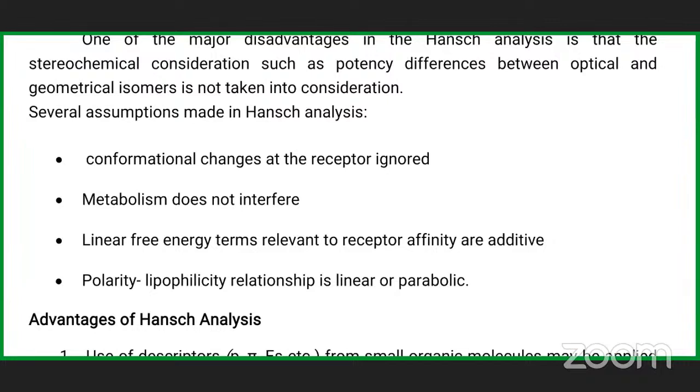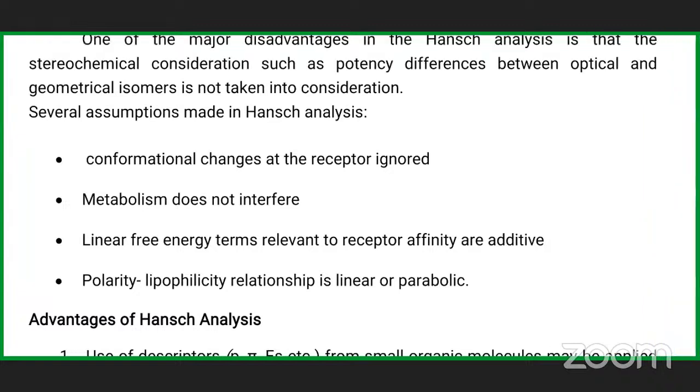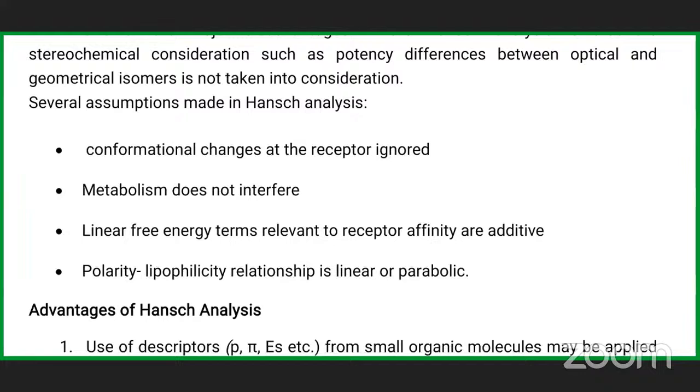So while proposing the Hansch equation, they ignored the metabolism factor. They thought metabolism is not an important factor and does not interfere in the biological activity. But in the actual idea, metabolism also plays an important role in biological activity, so this is also one of the mistakes of Hansch analysis. And the linear free energy terms relevant to receptor affinity are additive. You know the linear free energy equations, this is also one of the top equations, derived for linear free energy. You have already come across it in your physical chemistry topic. So this is also an additive property, and this is also generally one of the mistakes they made.